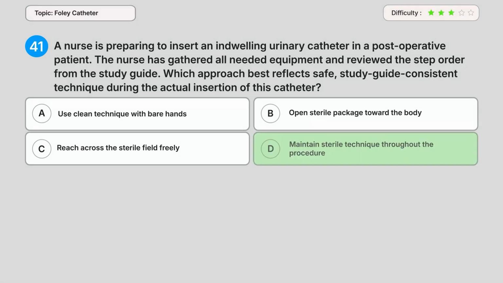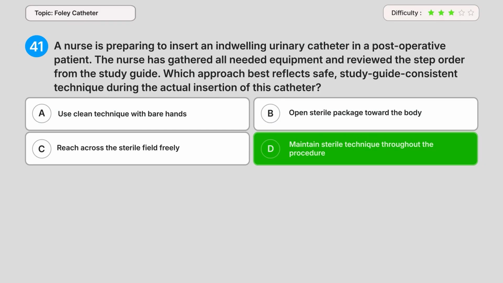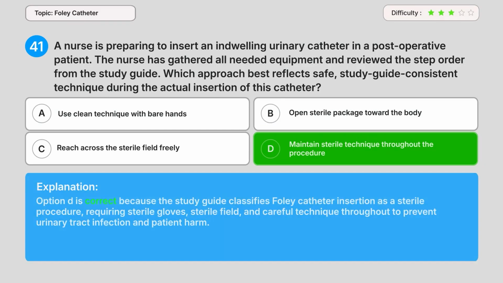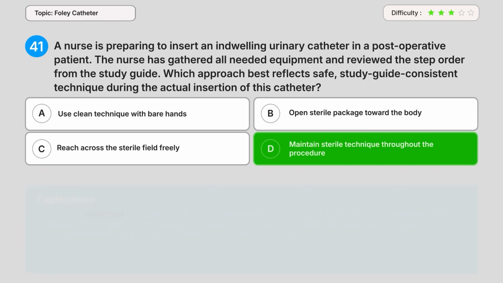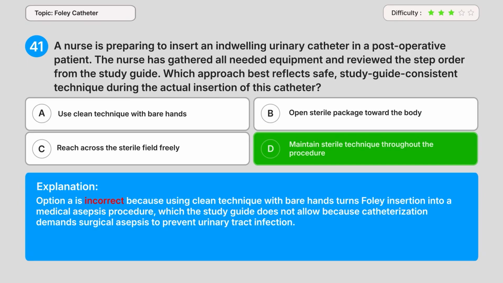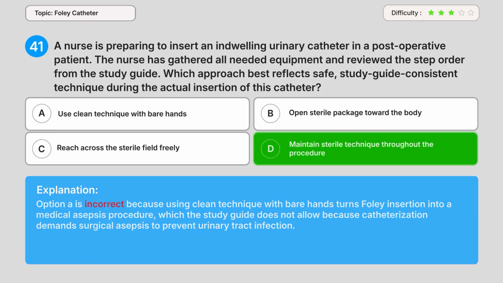Correct answer. D. Maintain sterile technique throughout the procedure. Option D is correct, because the study guide classifies Foley catheter insertion as a sterile procedure, requiring sterile gloves, sterile field, and careful technique throughout to prevent urinary tract infection and patient harm. Option A is incorrect, because using clean technique with bare hands turns Foley insertion into a medical asepsis procedure, which the study guide does not allow because catheterization demands surgical asepsis to prevent urinary tract infection.